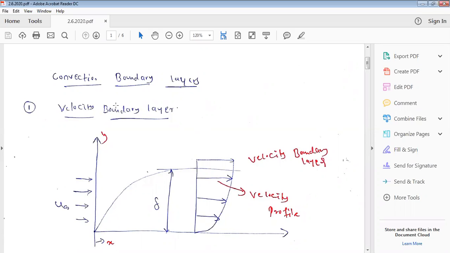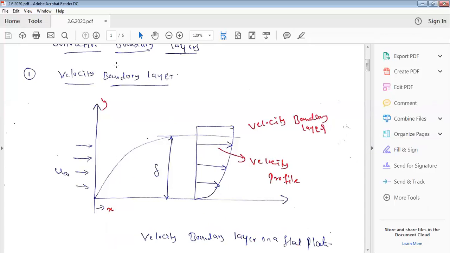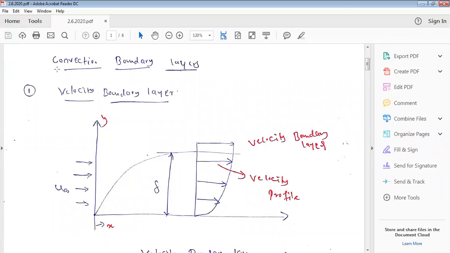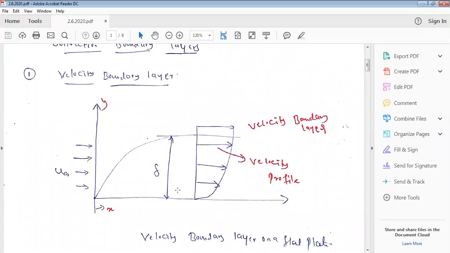Just see, I will tell you these are again basic concepts in convection. There's something called convection boundary layers. Usually these will be explained in natural convection as well as forced convection, but only try to understand what these profiles are and how these are categorized. Now it's very important, like velocity boundary layers. What are those? Got it.